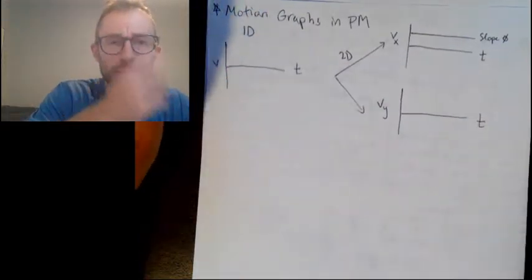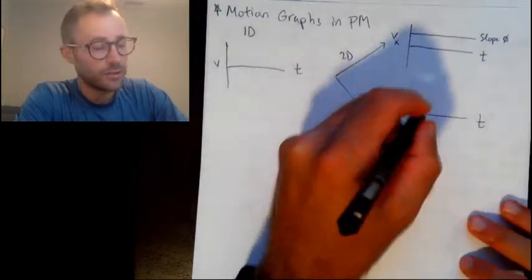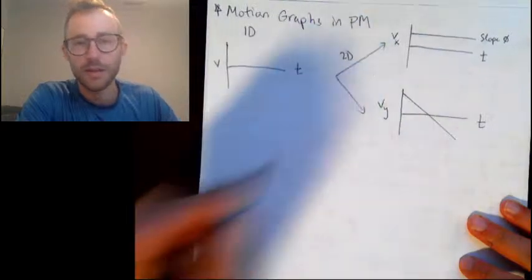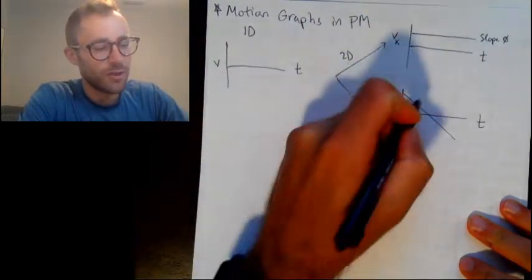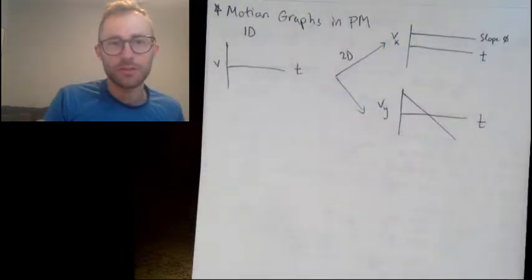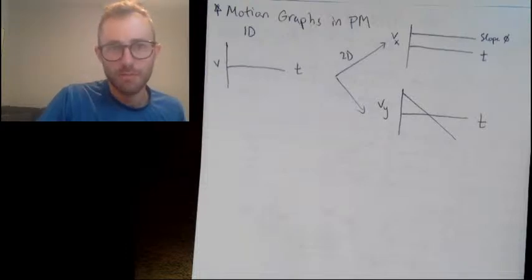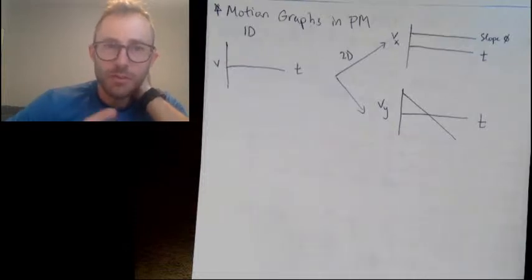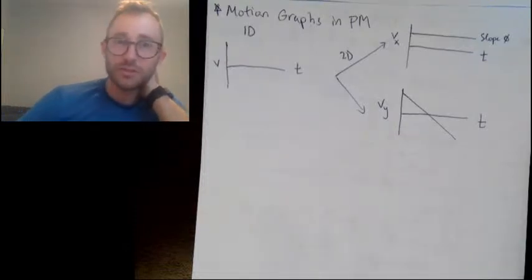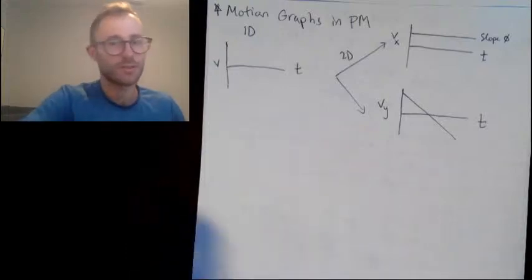The y component of the velocity does change as time goes on. Okay, it looks like this. Why does it slope down? It's because gravity makes the velocity more and more negative as time goes on. Eventually, if you throw something up into the air, it has a positive y velocity, but eventually gravity pulls it back down and it has a negative y velocity.